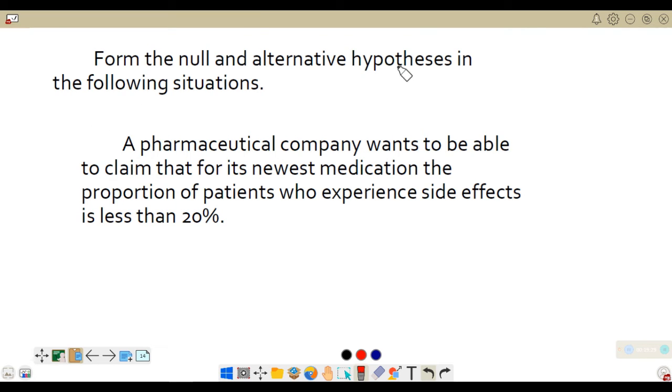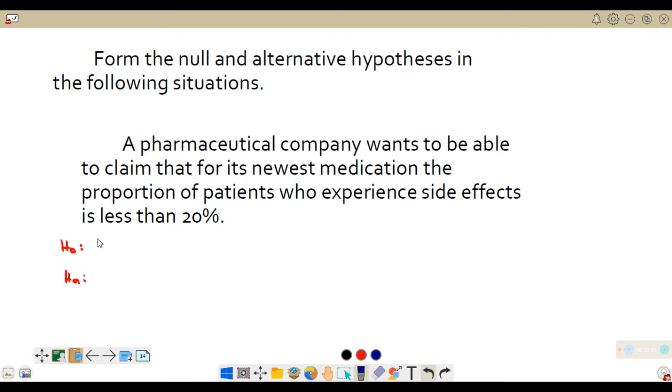Form the null and alternative hypothesis in the following situation. A pharmaceutical company wants to be able to claim that for its new medication, the proportion of patients who experience side effects is less than 20%. So, meron tayong iba't ibang ways ng pagsusulat ng null and alternative hypothesis. Pwede siyang through symbol. Pwede rin naman pa-words or through sentences. So, dito, mag-create daw tayo ng H sub O at H sub A. Gamitin natin yung parehas na method.